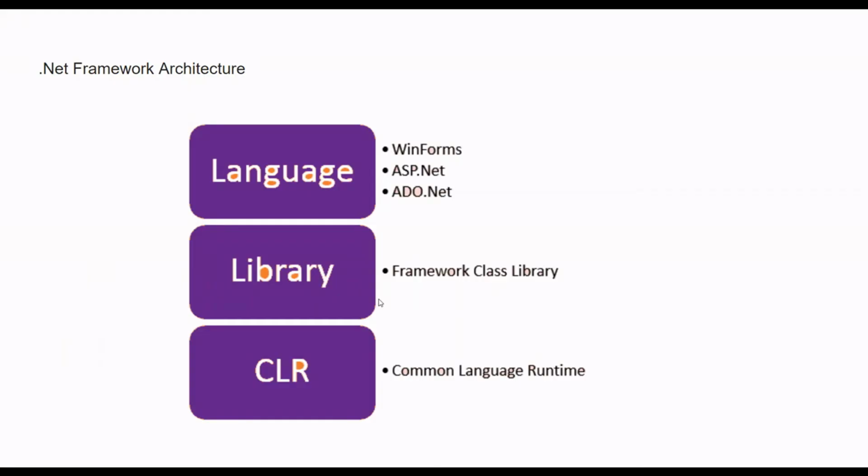So first of all, we should have a basic understanding of the .NET Framework architecture before we start writing any program. The whole architecture is basically based on three categories. The first one is the language that we write while creating a Windows form, writing code for ASP.NET for a website, or using the database technology ADO.NET. Anything that we write in C# is in the section of language.